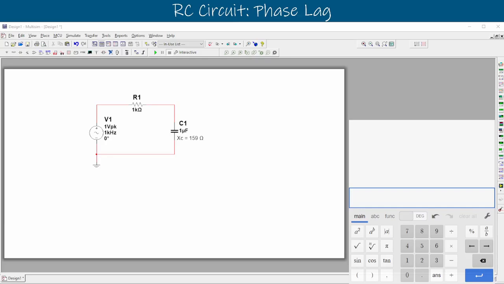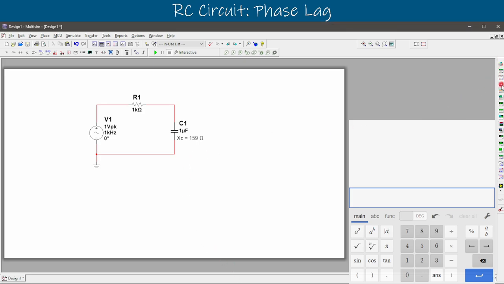Hello and welcome. In this video, we are going to measure the phase lag of this RC circuit. Last time we learned that inductors had a phase lead, meaning that the inductors would push back on our voltage sources. Capacitors do the opposite. They pull on our voltage source, which means that we'll end up with a phase lag from our capacitor response. So we're going to measure that using an oscilloscope.